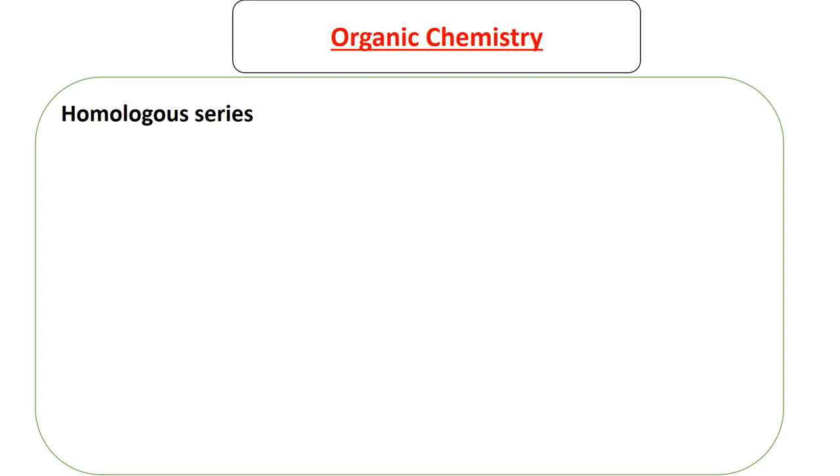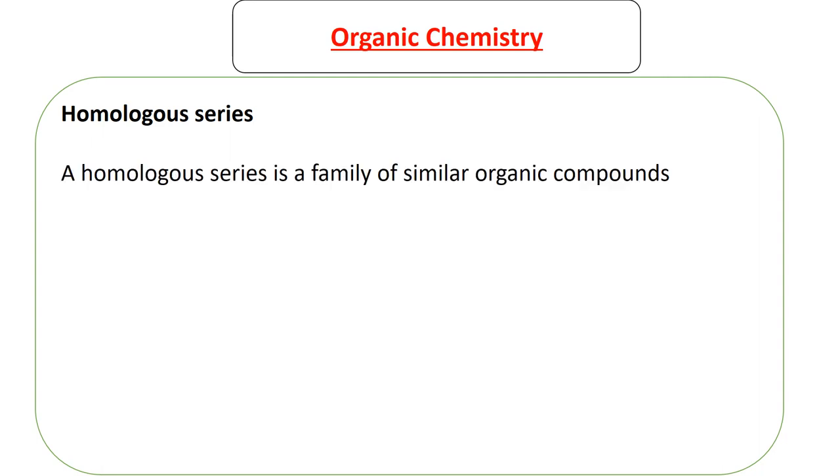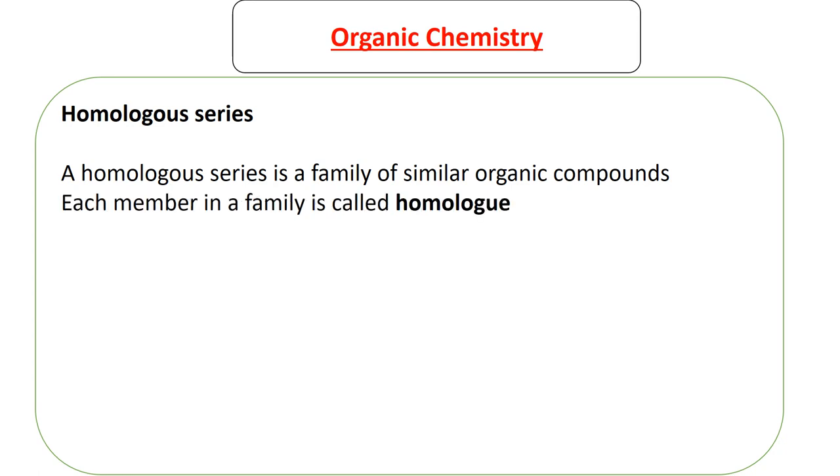Next, the next term is homologous series. What does it mean? A homologous series is a family of similar organic compounds. So organic compounds have been grouped depending on their characteristics or the way they are prepared. So they have been grouped into families. The families are called homologous series. So each member in a family is called a homologue.